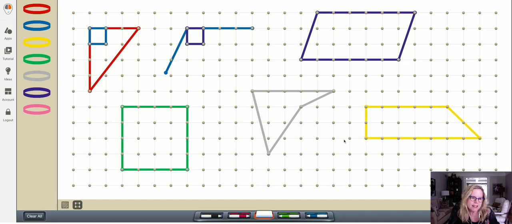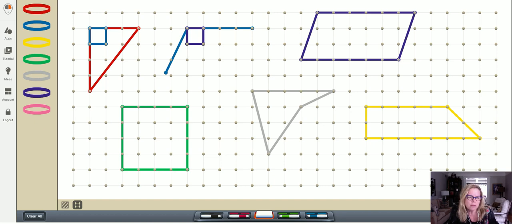Now, I have the rest of these shapes. They're all polygons. They have many sides. But they're also all quadrilaterals. This shape has four sides. This shape has four sides. This shape has four, and this shape has four sides. So I can call them all quadrilaterals.